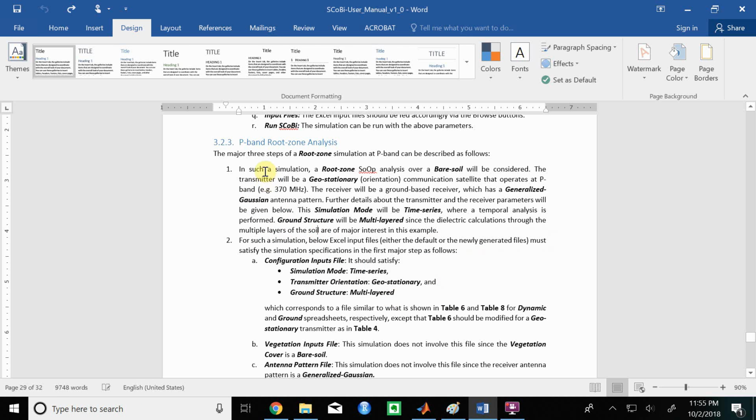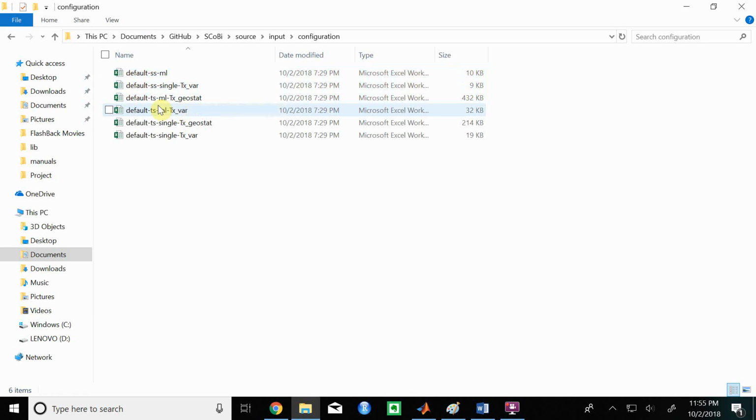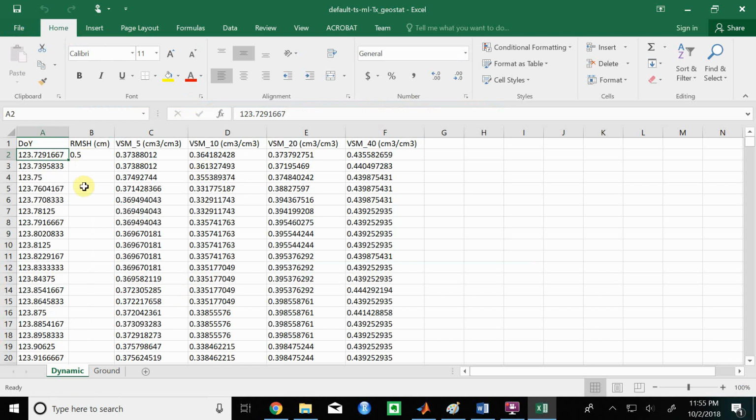So the keywords that are going to spice up the configuration inputs file here are: the simulation mode is time series, so this is new. The transmitter orientation is geostationary, and the ground structure is multi-layered. So let's take a look at the configuration inputs files for a default time series multi-layer transmitter that is geostationary. You can see that all of these files have a naming convention that indicates what they are, so feel free to check those out if you are curious. So this is the one that we're interested in for this sort of simulation.